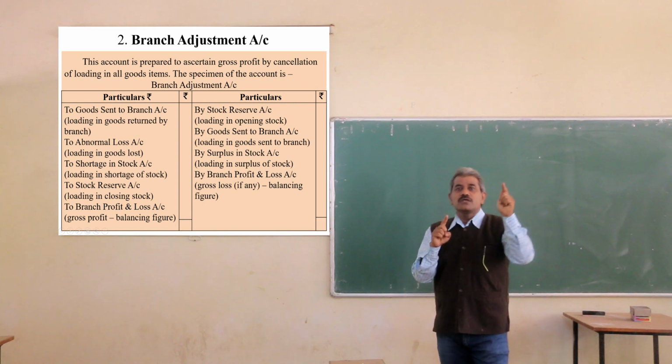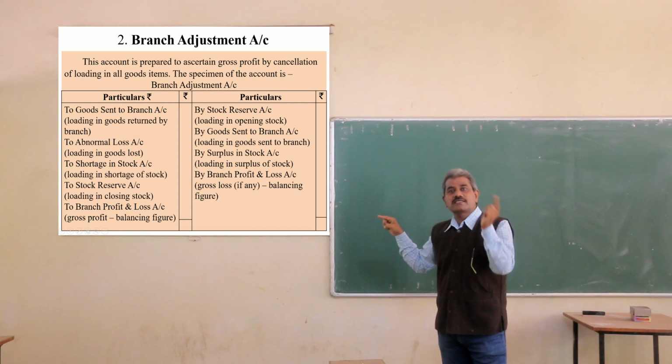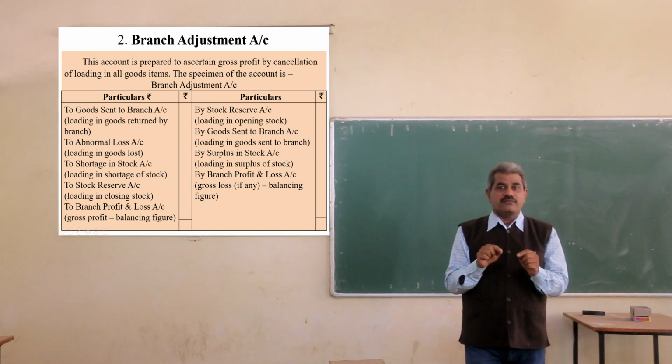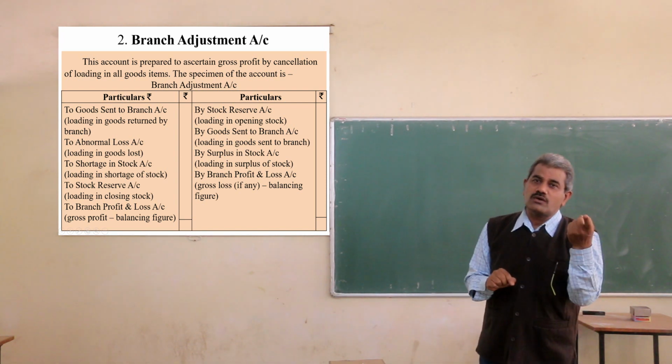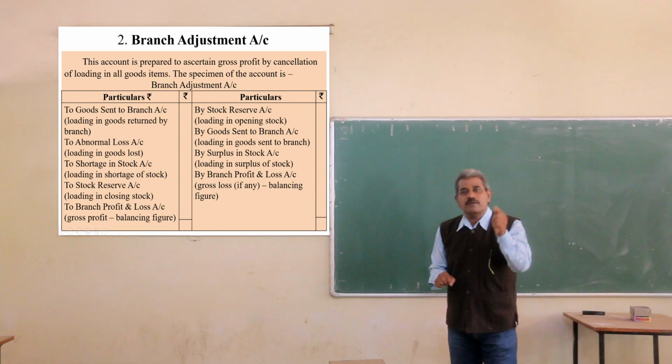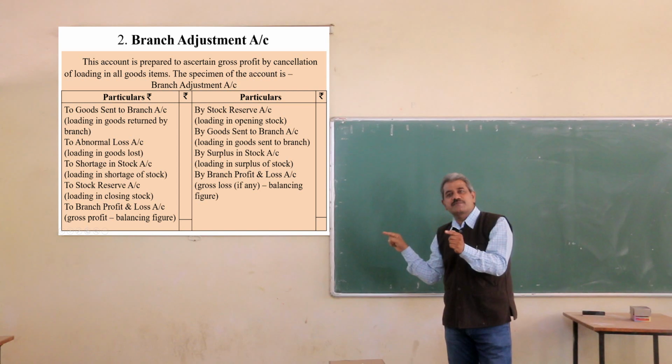Now to cancel the loading, you have to credit the account. You record surplus in stock to the debit side of branch stock account. To cancel the loading on this surplus, you have to credit the branch adjustment account.